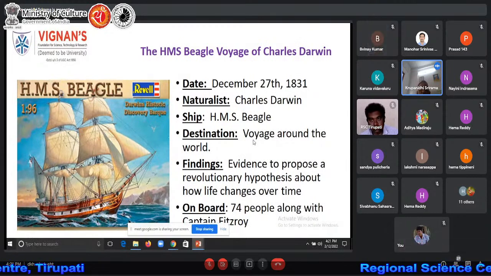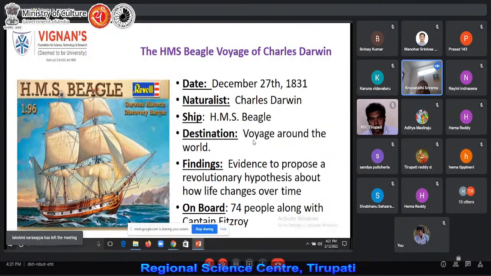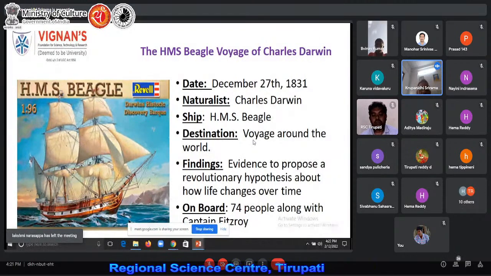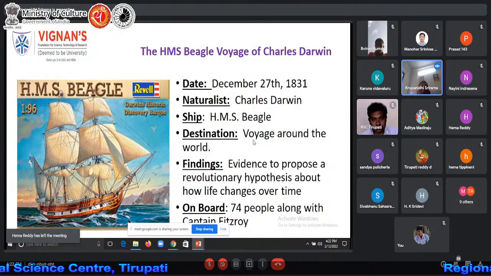Findings: evidence to propose a revolutionary hypothesis. That's what we are putting forward now. At that time, people were unaware; everyone was believing in creation. Everything was created. So with a hidden idea, Charles Darwin made a trip. Ultimately, the hypothesis that he has provided to all of us is a revolutionary hypothesis, because it went against Aristotle's creation, the idea that everything was created, which was impregnated in the minds of the people. But how does life change over time?